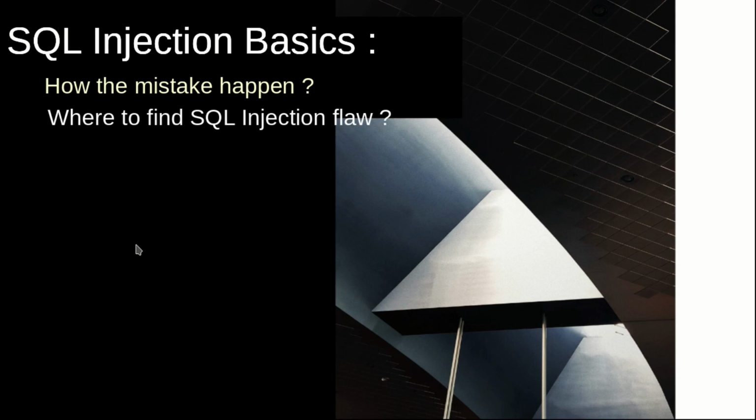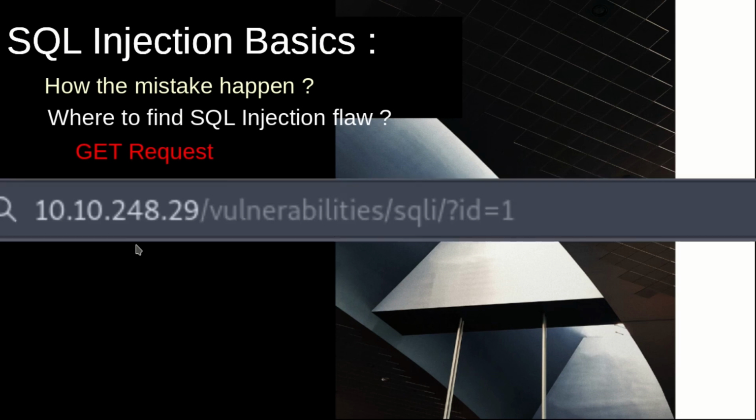Another question we have here is where to find SQL injection flaws. The first place we can find is in a normal GET request, which is the one that we see in the URL. Number one here is our user input, which means we can test it for SQL injection.